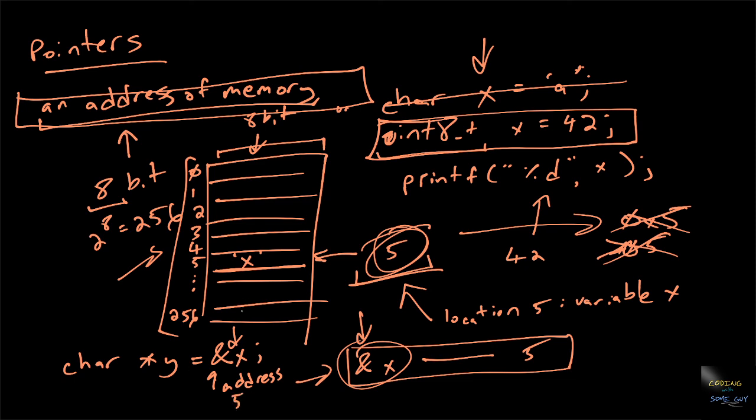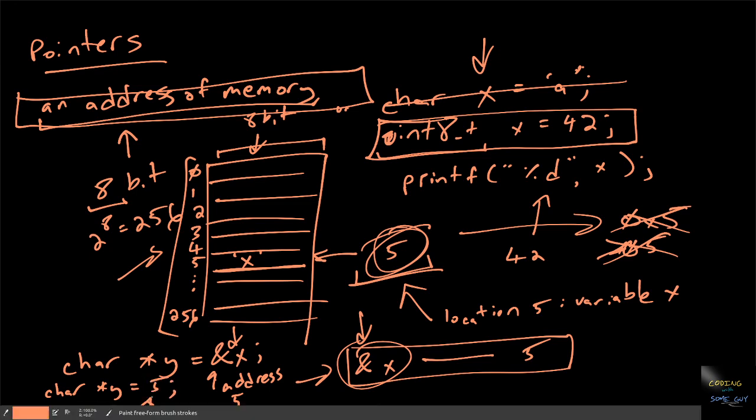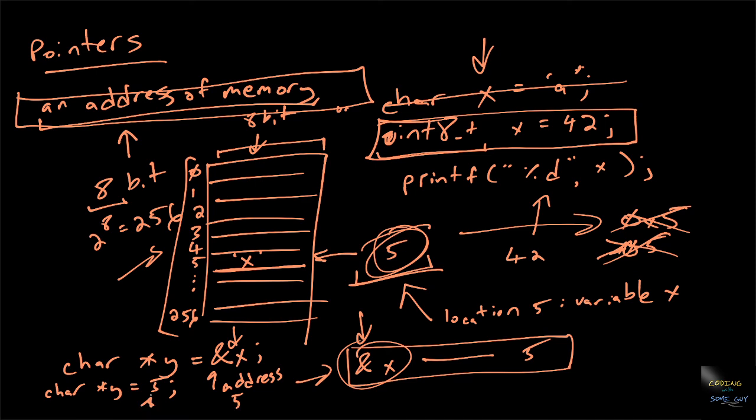Now, if I actually knew the memory layout of my computer, I could literally say char Y is 5. And this would be interpreted as a memory address. That would give you whatever happens to be in memory location 5. Don't try that. This is the kind of thing that wins the obfuscated C contest. So we're not going to do that.